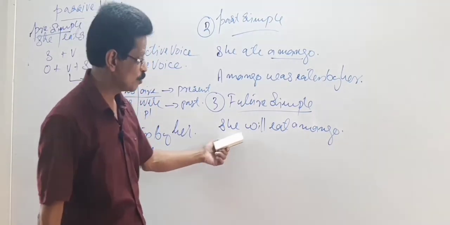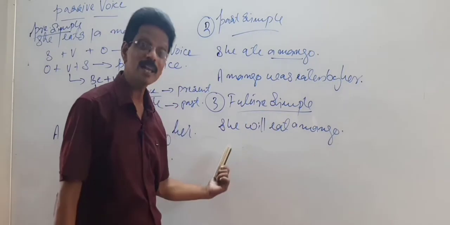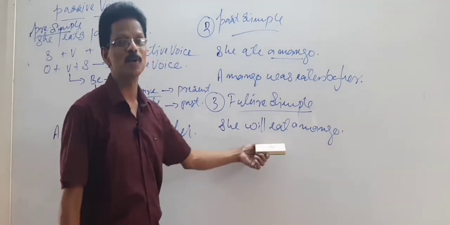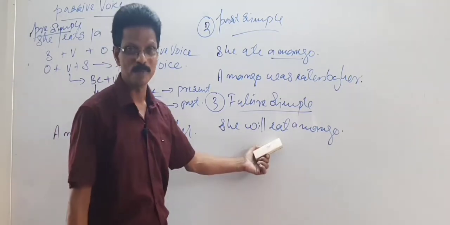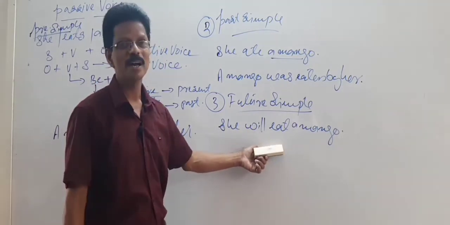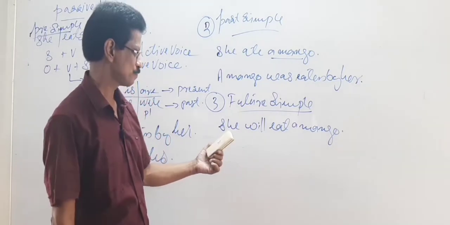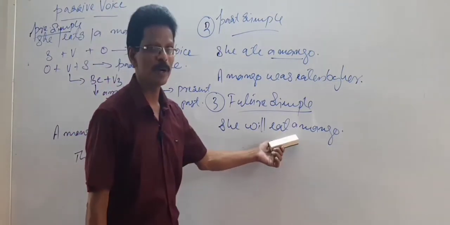So, she will eat a mango. I shall eat a mango. We shall eat mangoes. You will eat a mango. You will eat mangoes. He will eat, and they will eat mangoes.